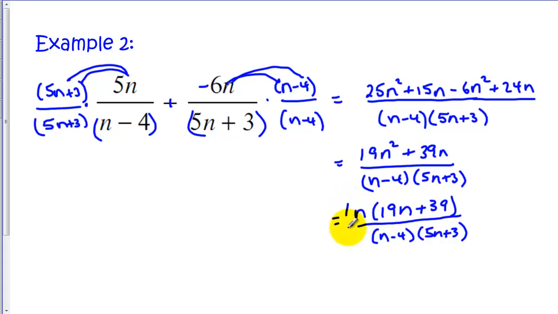So again, this was our final answer here. We're going to leave it in factored form, so we don't want to distribute. That would undo the work that we just did. Now let's look at one last example here.